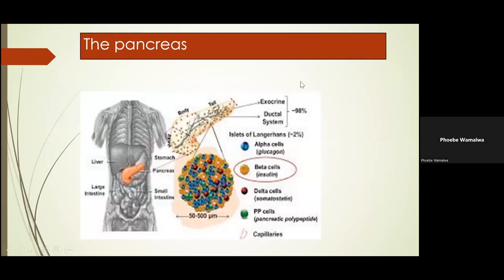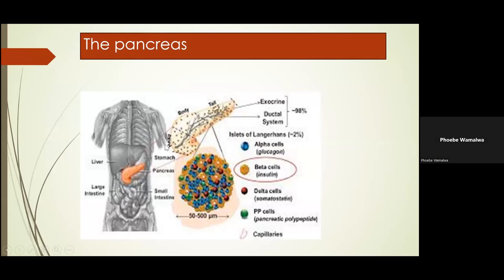So the pancreas is this organ you can see here in orange, lying transversely across the abdomen, retroperitoneally. Anteriorly, or above it, is the stomach, and then on the right we have the liver, and on the left we have the spleen. So the pancreas is divided into three main parts.